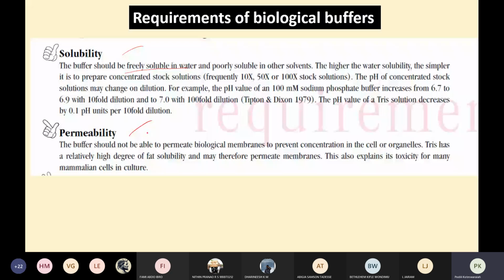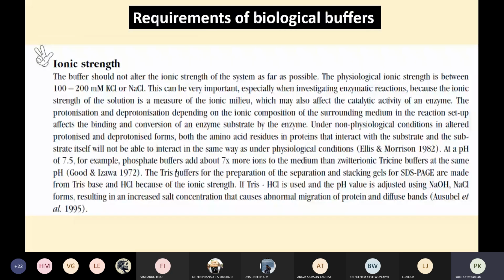When we are doing a biological assay where we are using cells or cell lines, the buffer components should not permeate into the membranes. The third one is ionic strength. The components present in the buffer solution should not alter the ionic strength of the system.